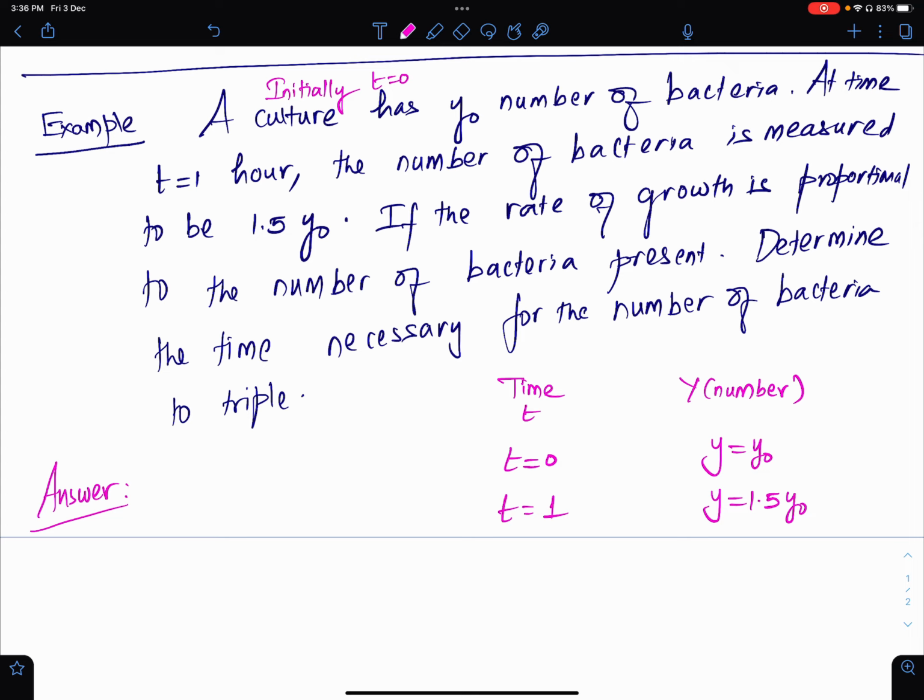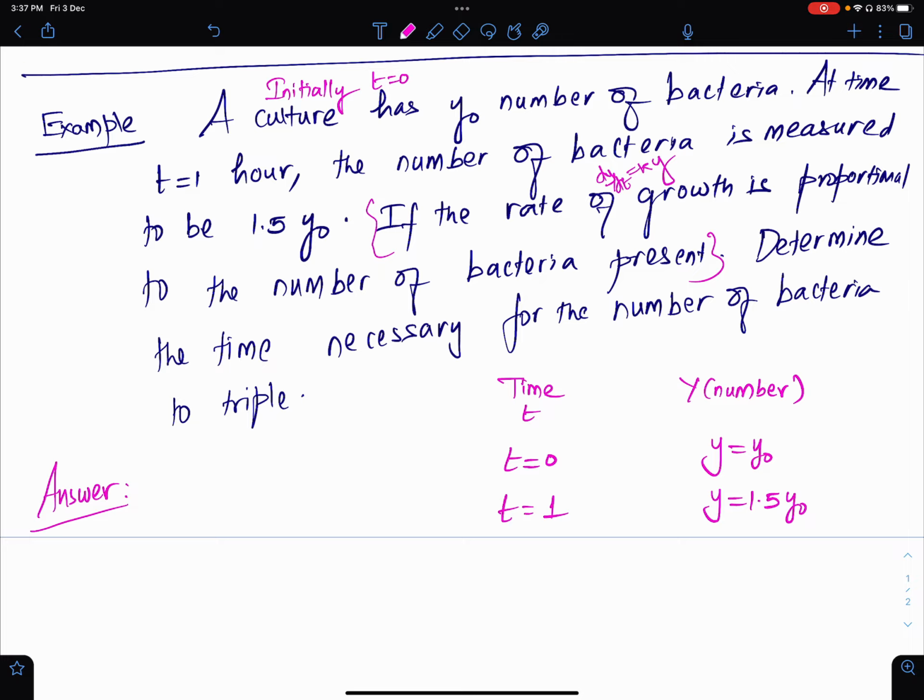So if the rate of growth is proportional to the number of bacteria present. Here they are telling us this differential equation, dy by dt is equal to ky. That is the definition. That is the differential equation given in sentence form. Determine, it means they are telling us to use this differential equation.